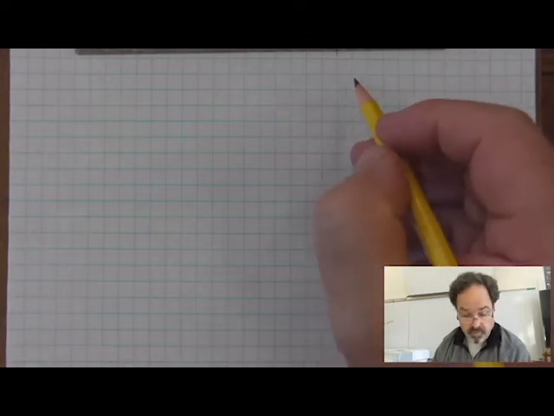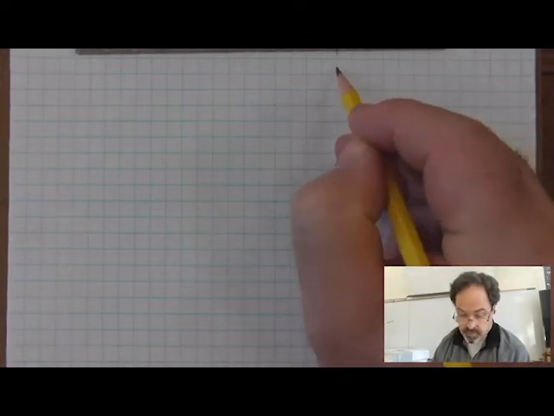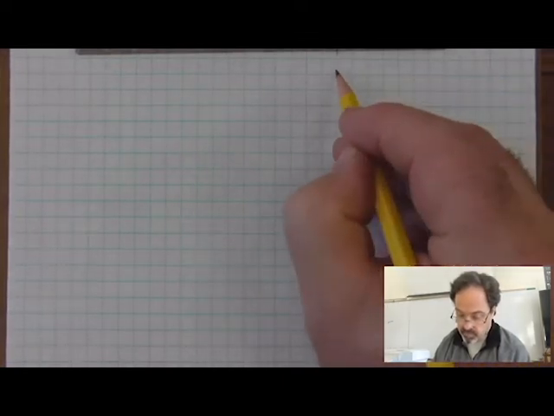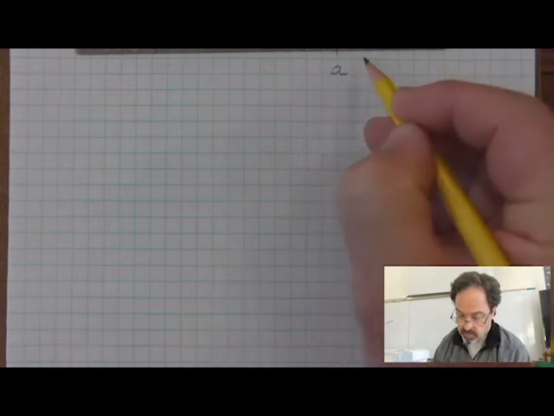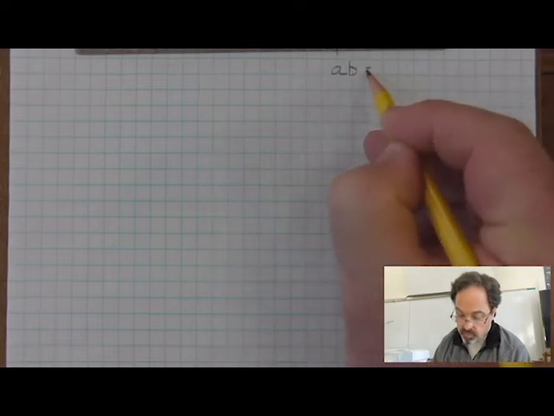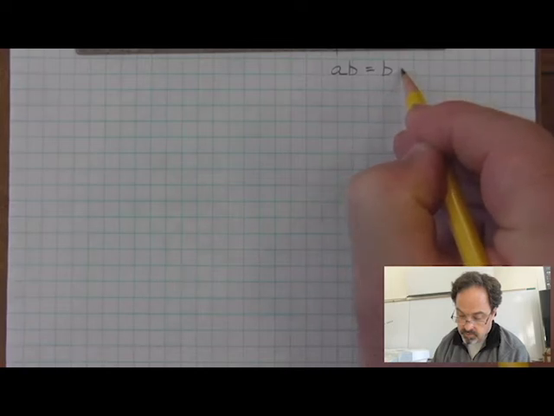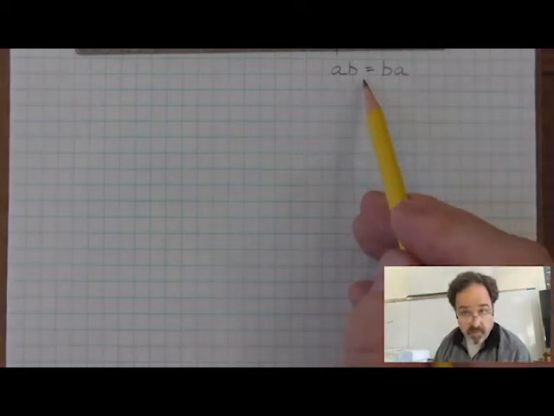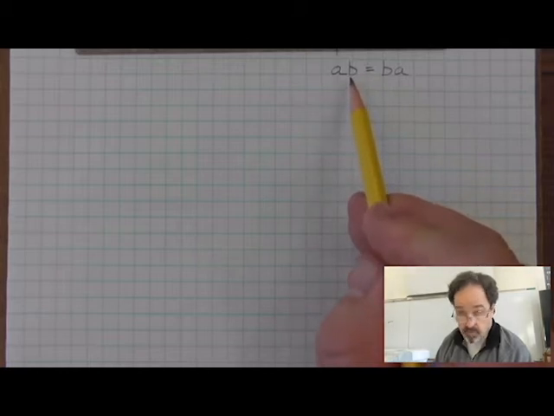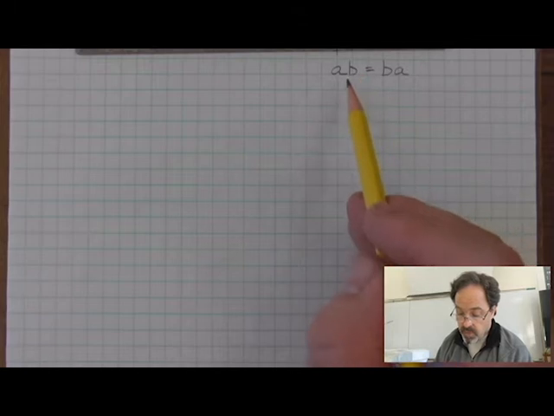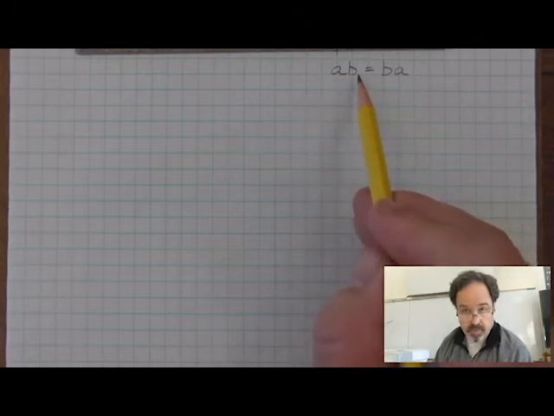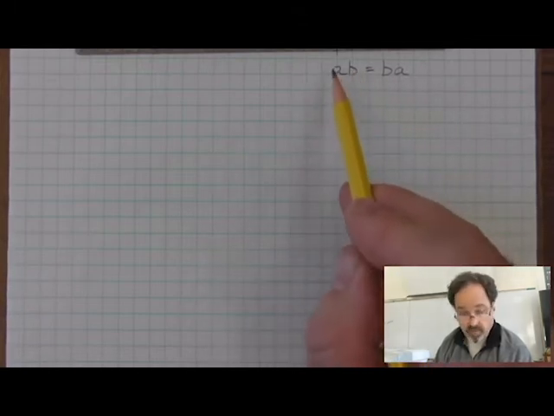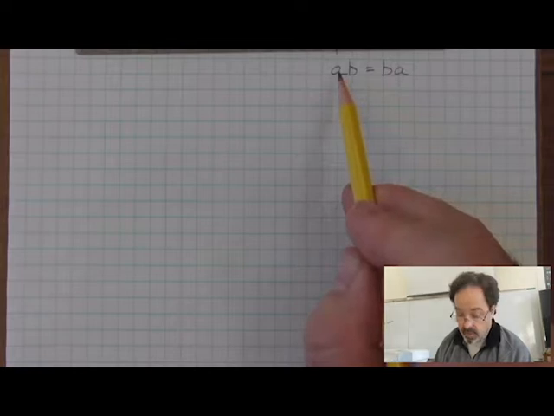What is a property? It is a generalization about numbers that is always true. For instance, a times b is equal to b times a. This is not a property of logarithms, this is a property of multiplication. No matter what your numbers, a and b, you can change the order and it will still evaluate to be the same thing.